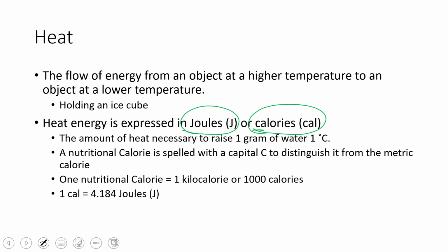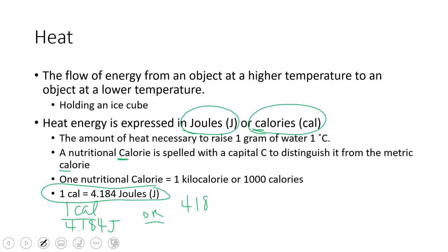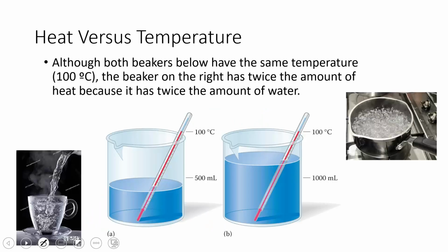Now, there is a nutritional calorie, which is with a capital C, to distinguish it from the metric calorie, which is a little c. And 1 nutritional calorie is equal to a kilocalorie, or 1,000 calories. And then add this to our conversion factors. 1 calorie is equal to 4.184 joules. Remember, or we can write the reciprocal of this. So I have 4.184 joules for every 1 little calorie. We'll use that here coming up.